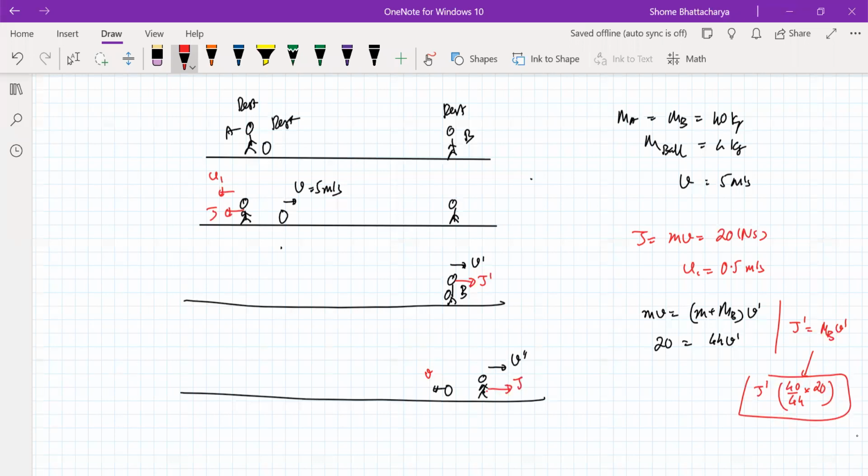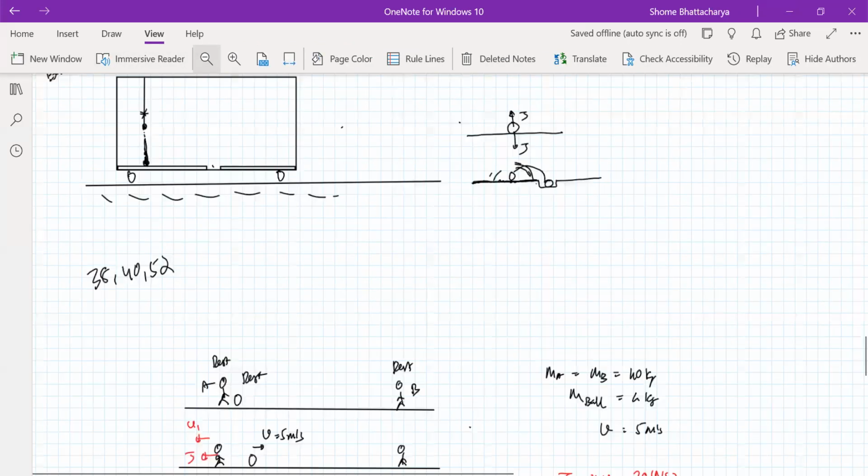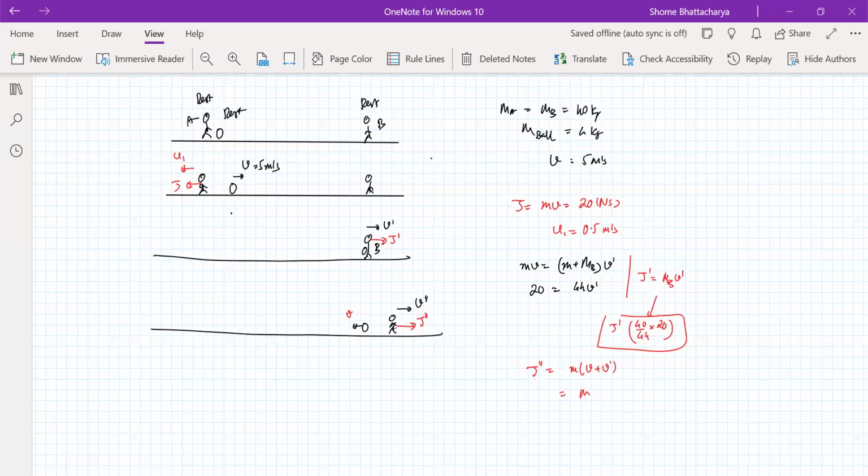So this impulse is now becoming how much? It is becoming M into (V plus V prime), no? Yes, sir. Got it, no? So it's becoming like this: 5 plus, now what was V prime? 20 by 40. 0.5. 20 by 44. Okay.